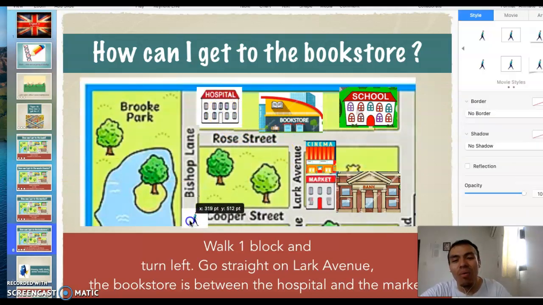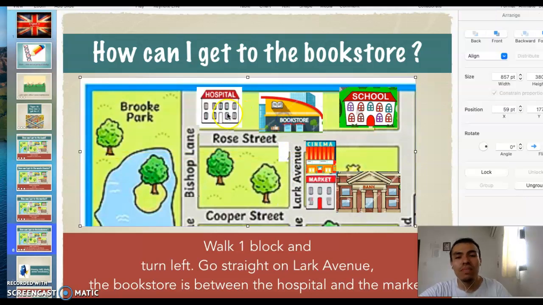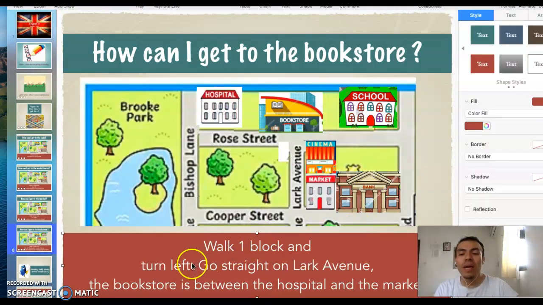Okay, walk one block and turn left. Go straight on Lark Avenue. The bookstore is between the hospital and the market. Here we have more expressions. We have the expression walk, we have the expression turn left, we have the expression go straight on, and then the expression with the position of the place.